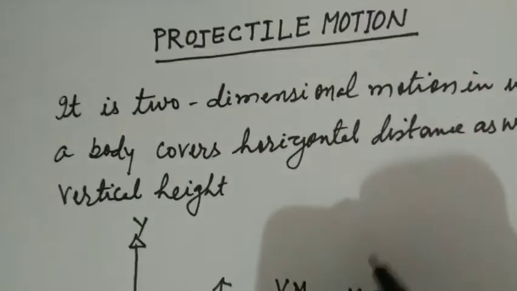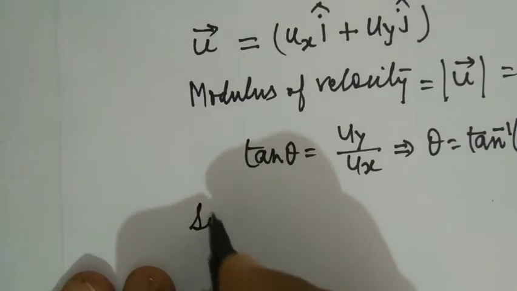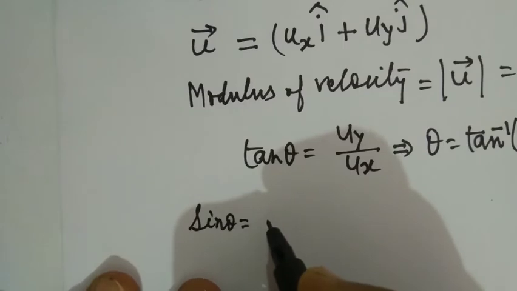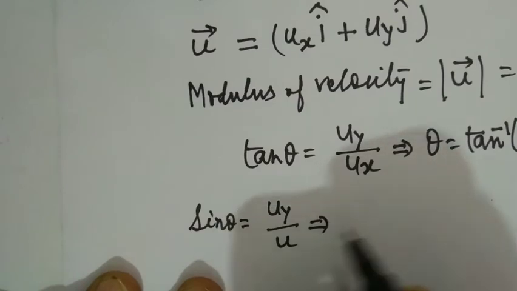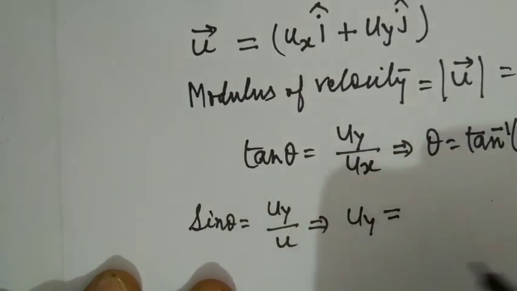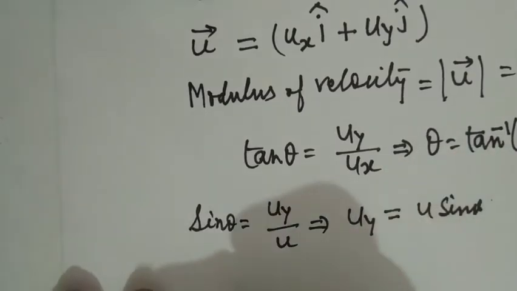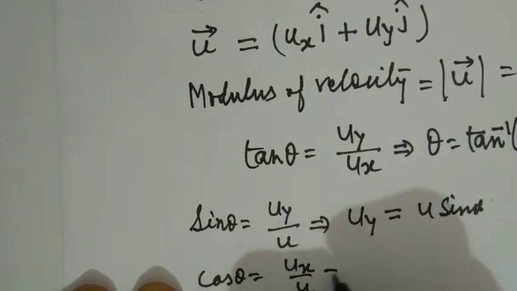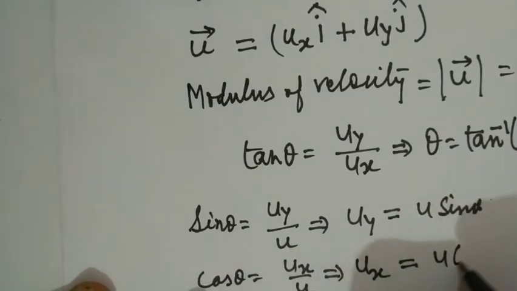So what is the sine theta? Sine theta is equal to perpendicular by hypotenuse, so uy by u. So the component of uy is equal to u sine theta. Okay, so next one, cos theta is equal to ux by u, so ux is equal to u cos theta.